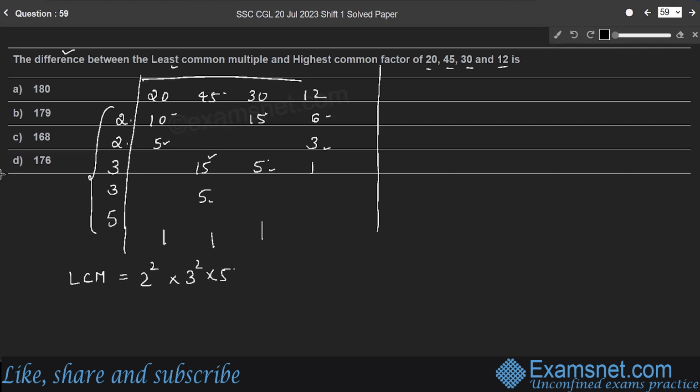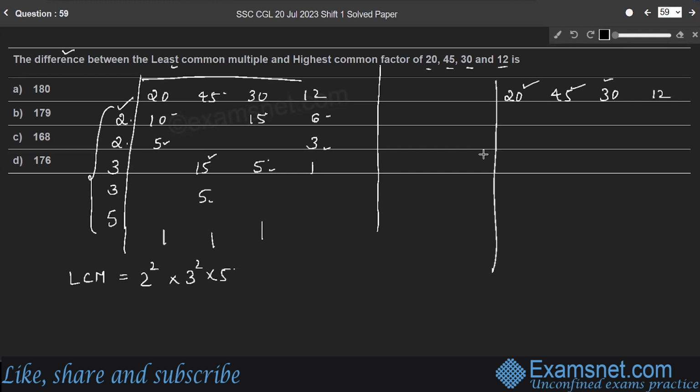Now consider HCF. Again, by the division method, we are going to find the HCF of 20, 45, 30 and 12. Here the only difference is that directly we are taking the common factor to all four numbers. Here we are not taking the factors separately as 2, 3, 5 and so on. So directly we are taking the common factor. Since the numbers are 20, 30, 12 and 45, here 20, 30, 12 are even numbers but not 45.